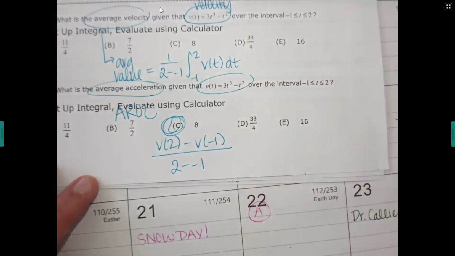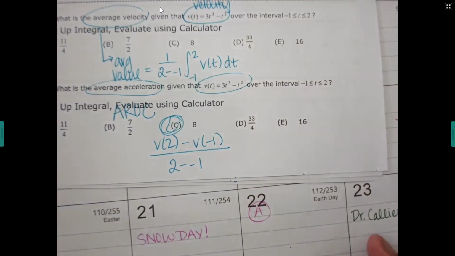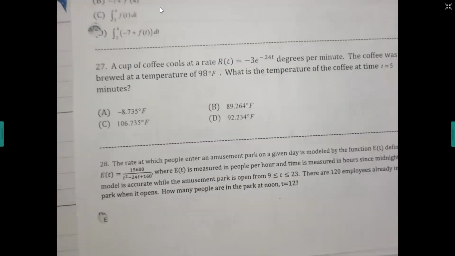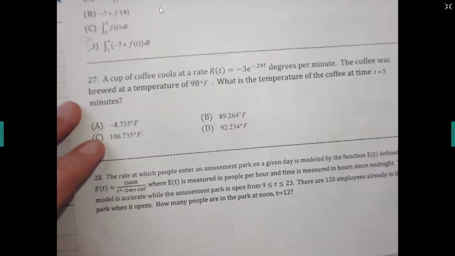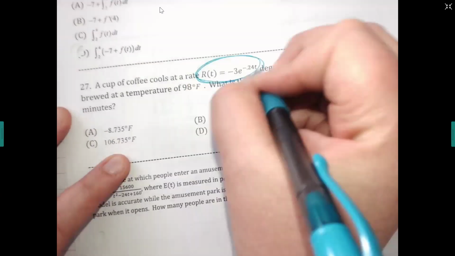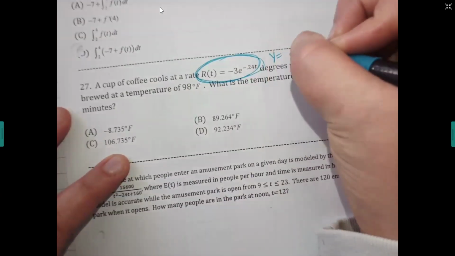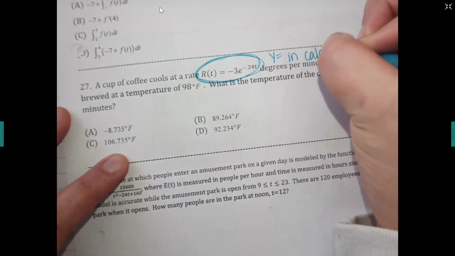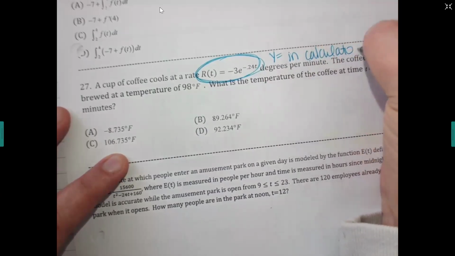Okay? All right, last two questions we're going to do together. Last page. Go to number 27. We're doing 27 and 28. Look at me. Okay, put the equation into your calculator.